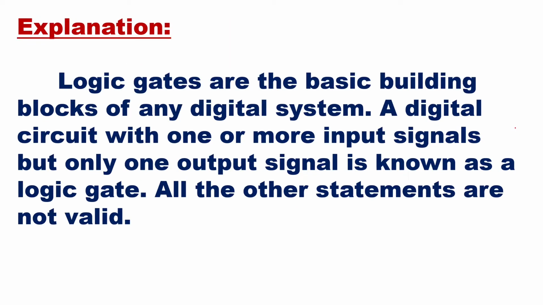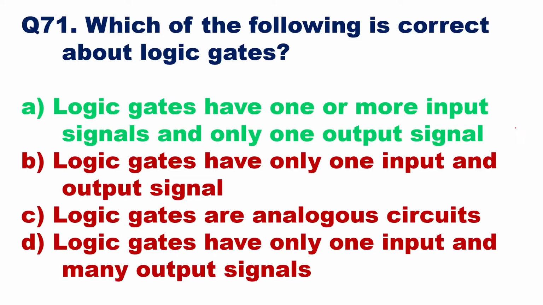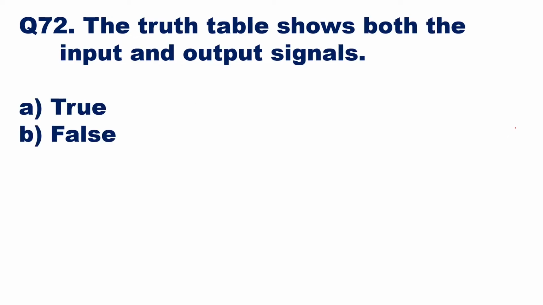Logic gates are the basic building blocks of any digital system. A digital circuit with one or more input signals but only one output signal is known as a logic gate. All the other statements are not valid. So here the only valid statement is logic gates have one or more input signals and only one output signal. That is option A is the right answer. Then we'll go to the next question.